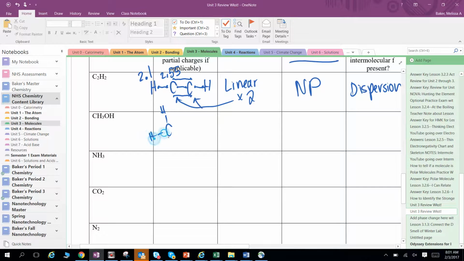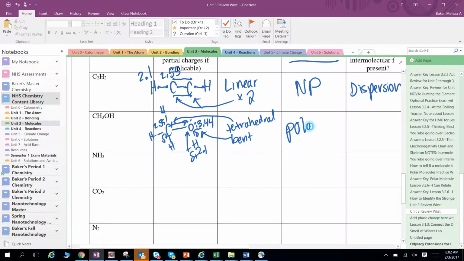For CH3OH, I want to draw it representing this having a bent shape. Around the carbon is a tetrahedral, and around this OH is a bent shape. Now carbon's 2.55, and we know that's a tie with the hydrogens. Hydrogen's 2.1, but here we've got a greedy atom. That oxygen is pulling electron cloud away from both the carbon and the hydrogen. So that oxygen has a partial negative, and these hydrogens and carbons have partial positives. So this is definitely polar.